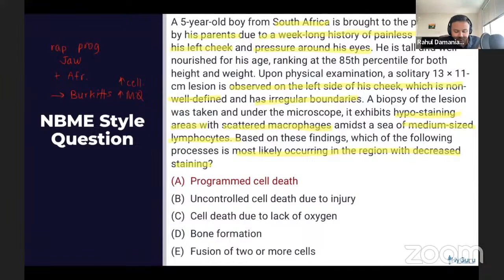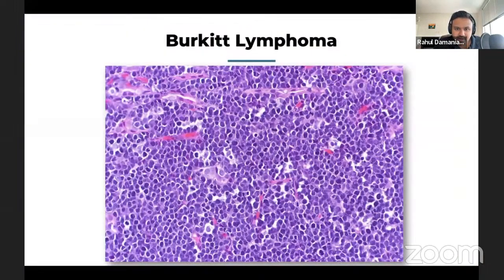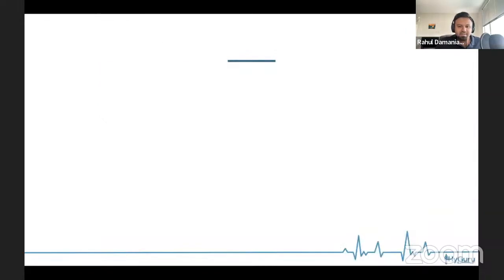Remember that when you are thinking about a malignant tumor, it is going to have irregular boundaries. So watch for that as a test taking tip in your USMLE questions. Here is going to be Burkitt's lymphoma. Again, starry sky appearance with these areas of apoptosis thanks to the tingeable body macrophages.